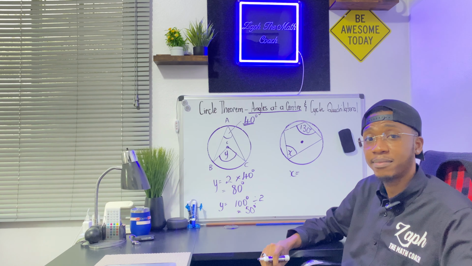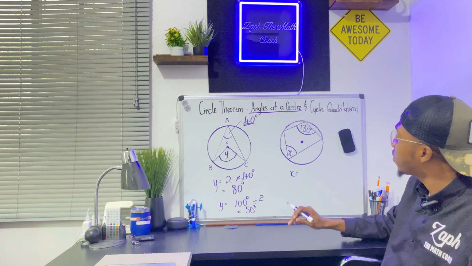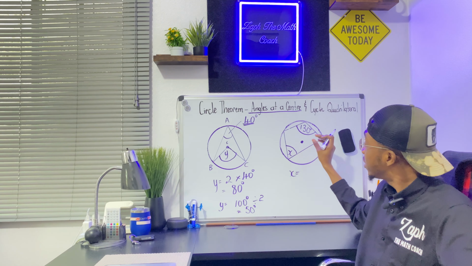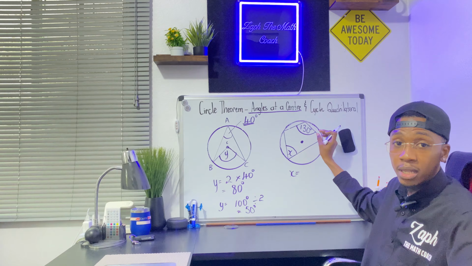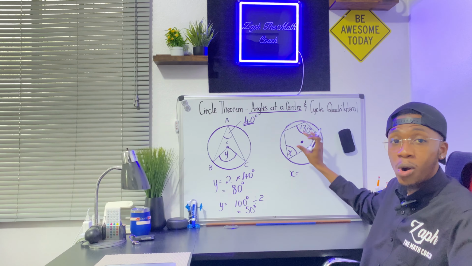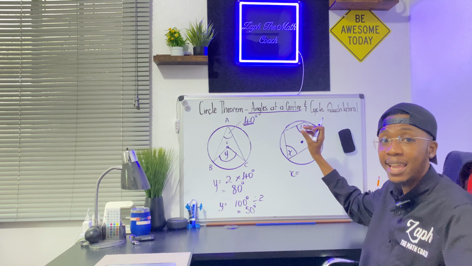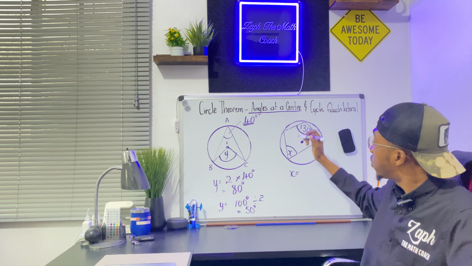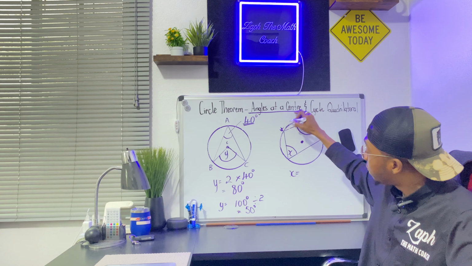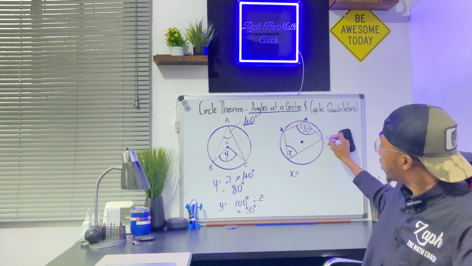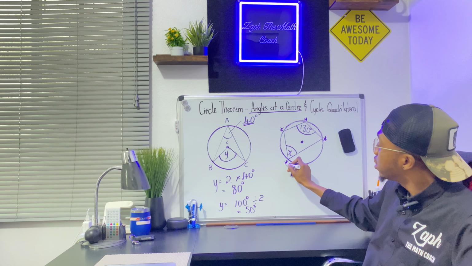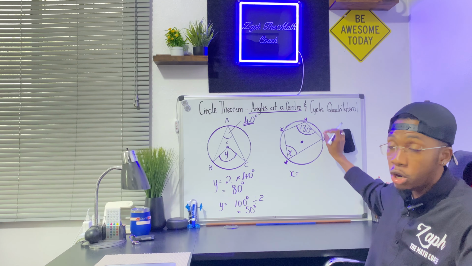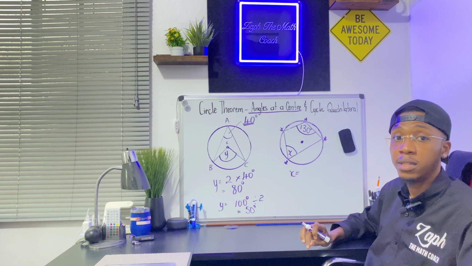Now let us look at the next one, and I want you to take your time. You're seeing a quadrilateral, not just any ordinary quadrilateral, but a cyclic quadrilateral within a circle. So we have vertex 1, 2, 3, 4. All four of these vertices are touching the circumference of the circle.